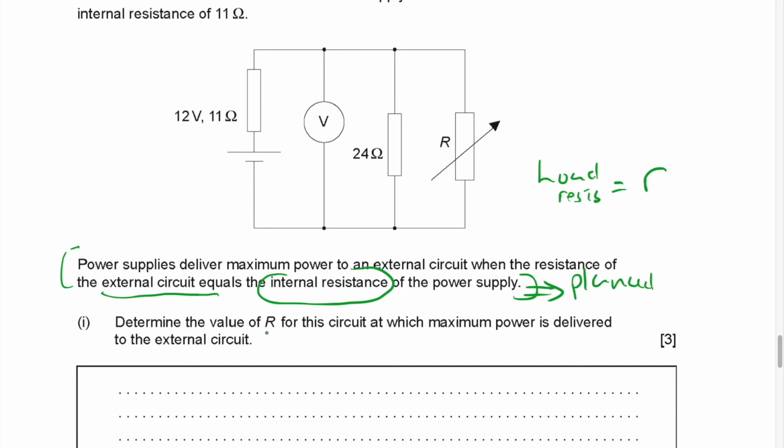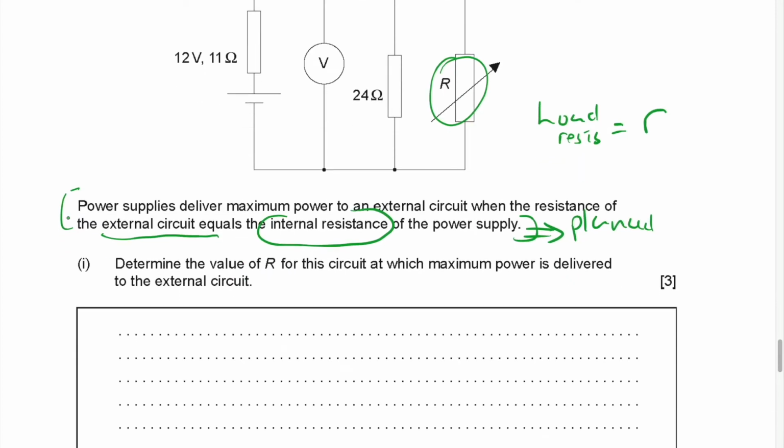So this problem here asks us to calculate the value of R. We know that the sum of this resistor here plus this resistor here, so the sum of this circuit here, is going to be equal to 11. You can calculate the value of R.